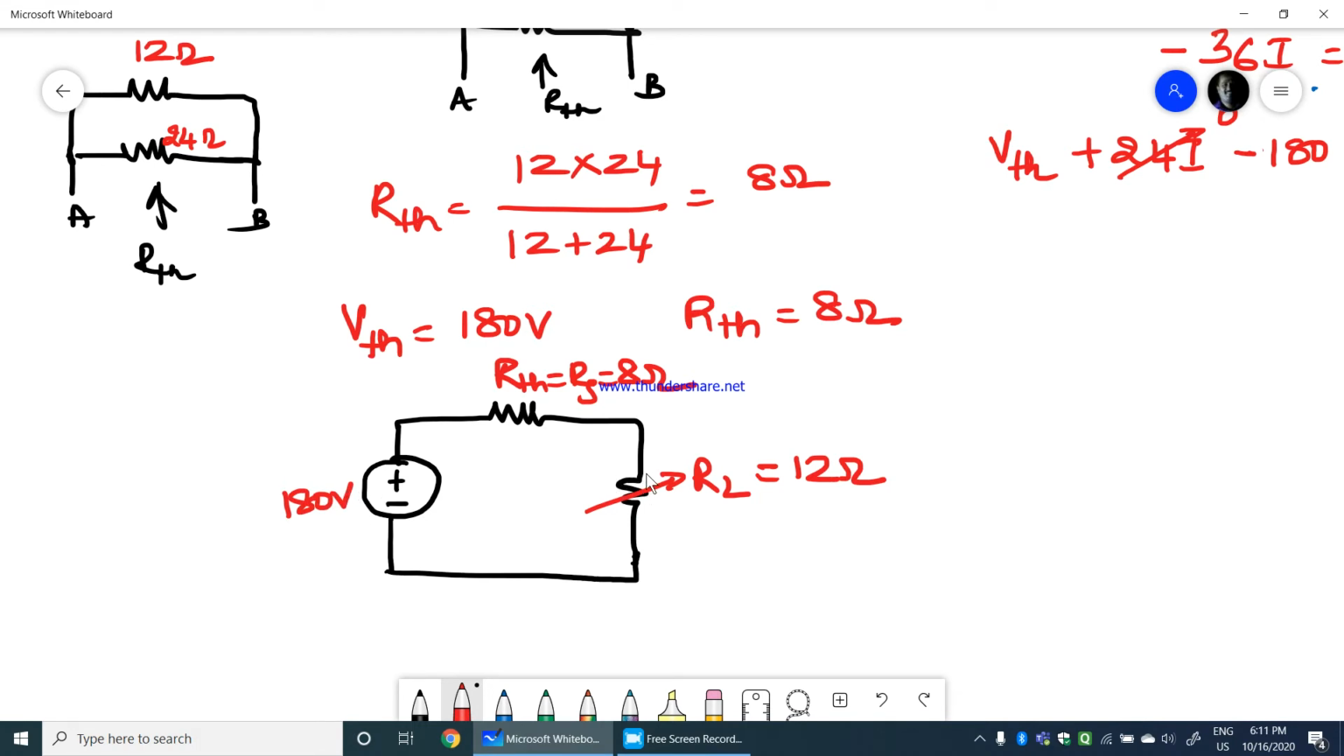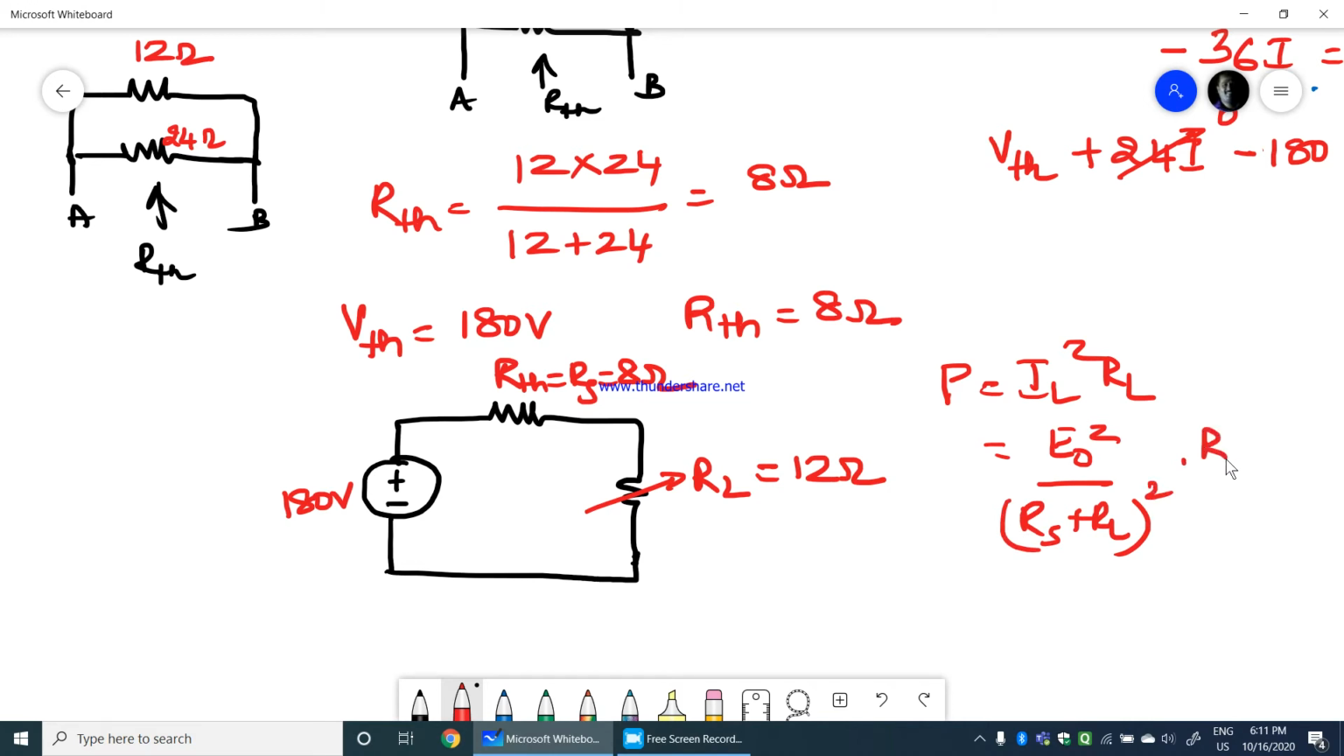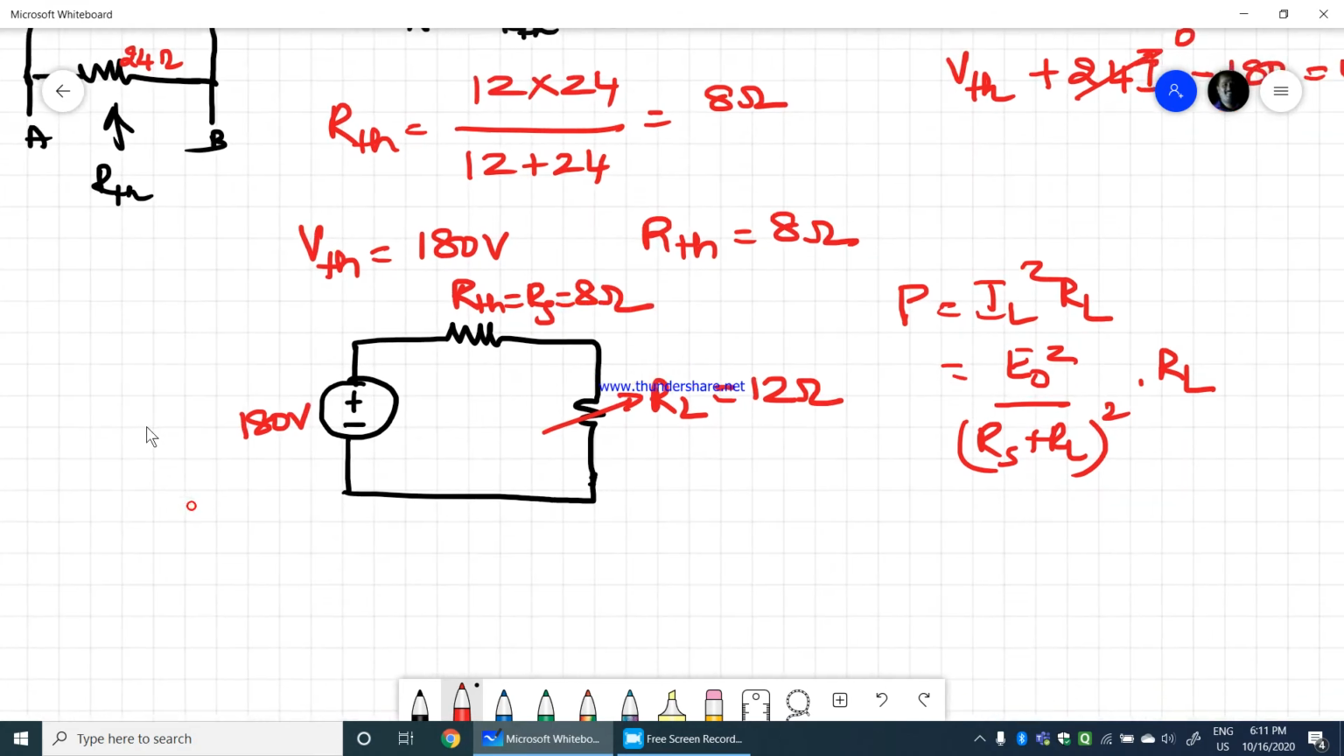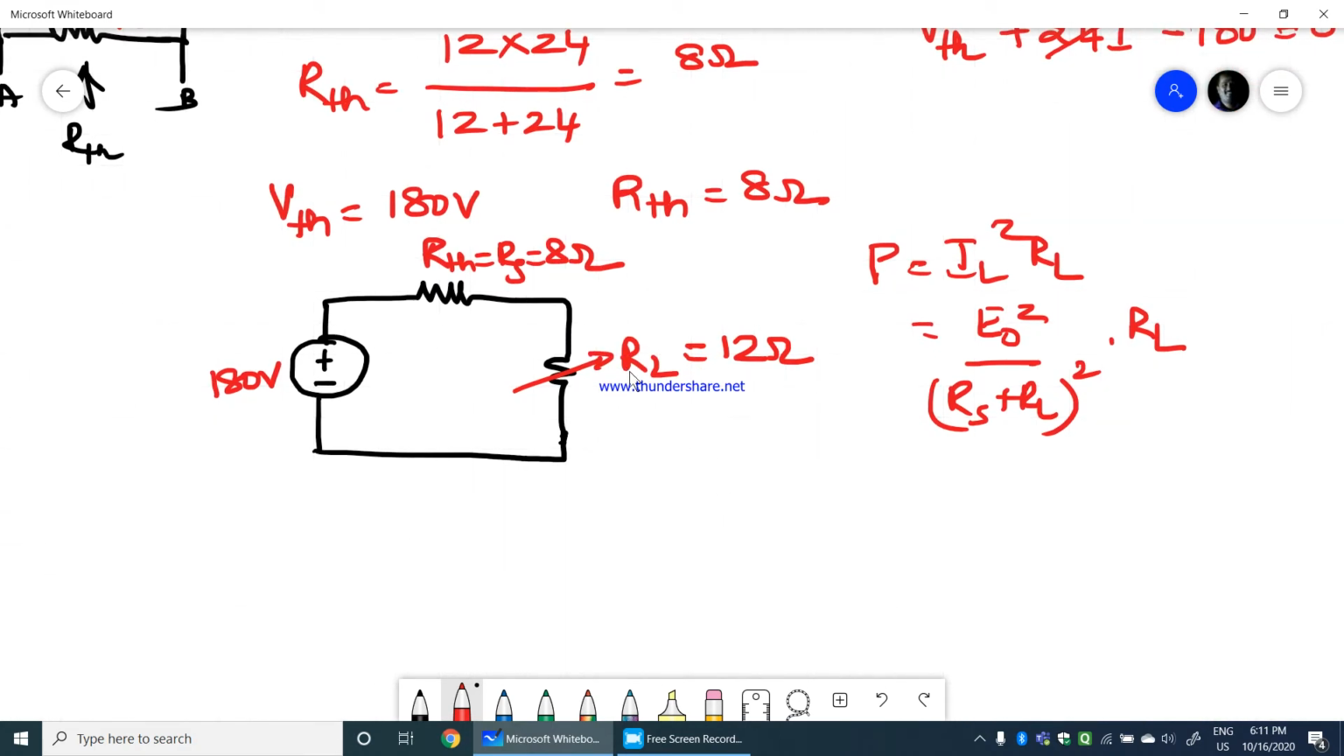Now, can we say the maximum power is transferred with this circuit? No, because RL is 12 and RS equals 8. So we need to see that the power is IL square into RL, where IL is nothing but E naught divided by RS plus RL, the whole square into RL. The maximum power will be obtained when RS is equal to RL. Therefore, you need to tune RL in such a way that RL becomes 8 ohms. Okay, so you need to reduce RL to 8 ohms.